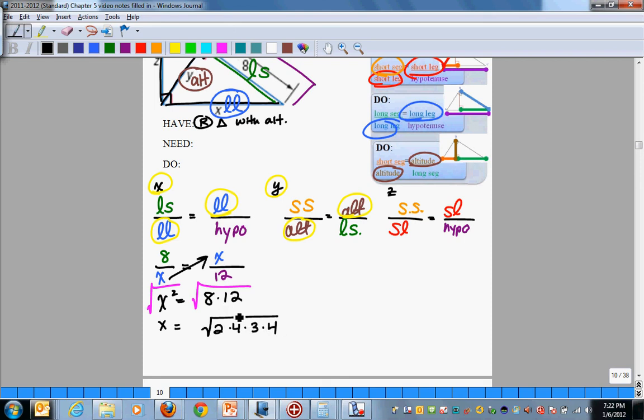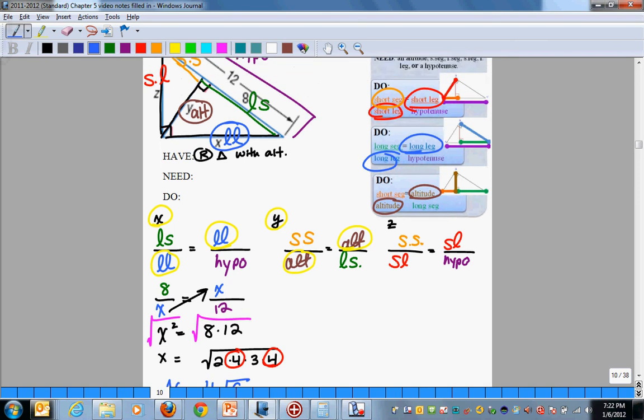That's 8 and 12. I have a pair of 4s, so you have a pair of them come out on the outside. So my final answer for x equals 4 root, then 2 times 3 is 6. 4 root 6.